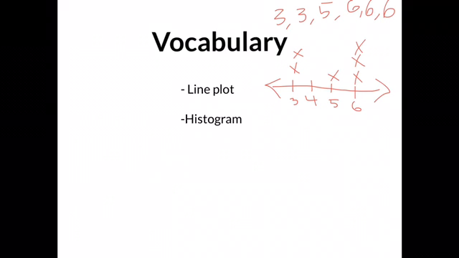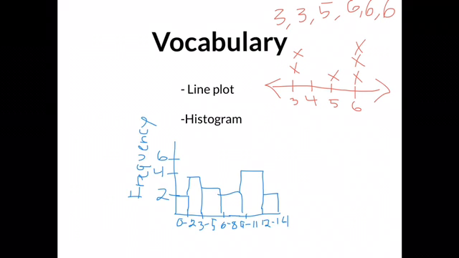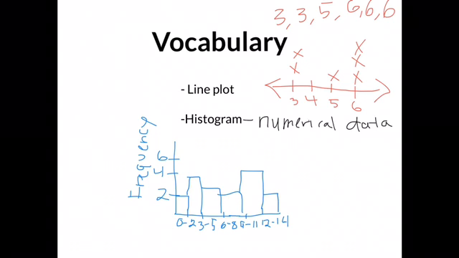Another way is called a histogram. And a histogram is kind of like a bar graph, but instead of having categorical data like our favorite color, we're going to be displaying numerical data. And below you can see a picture. See how it kind of looks like a bar graph? But instead of the categories being colors down here, it is numbers.